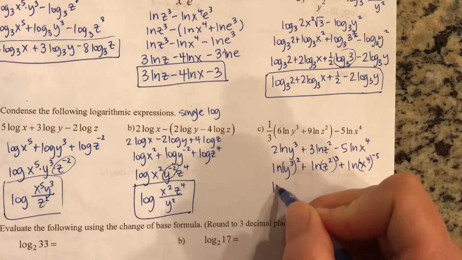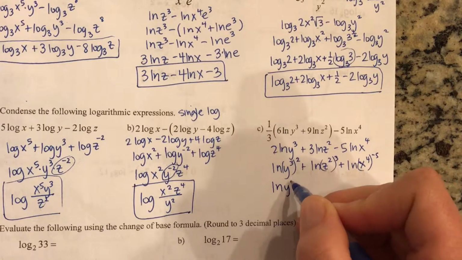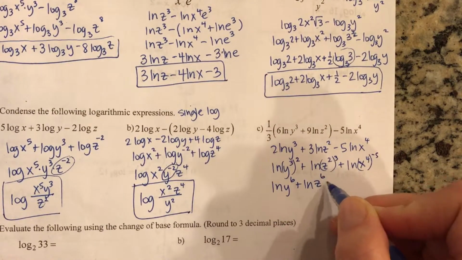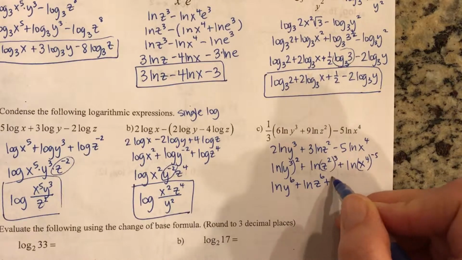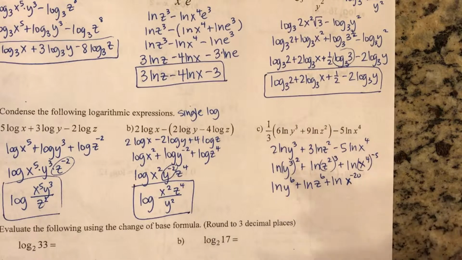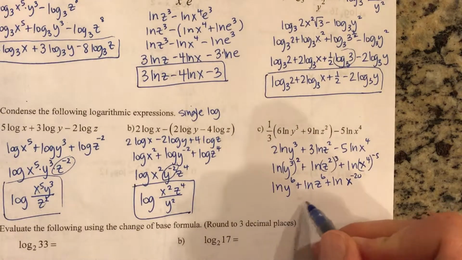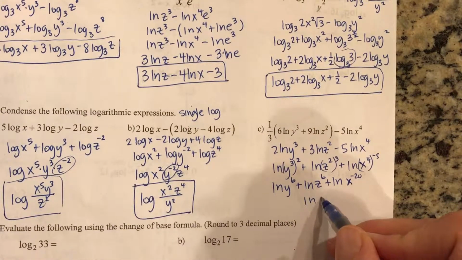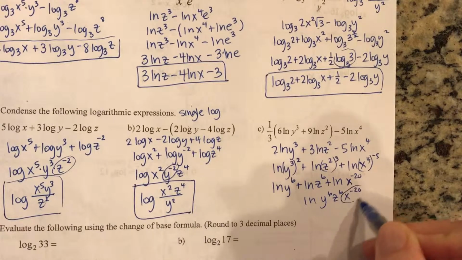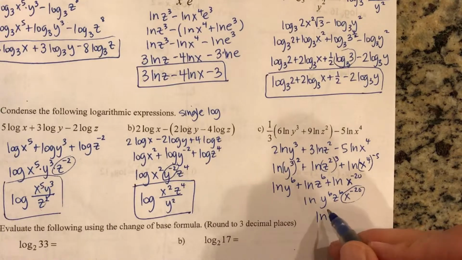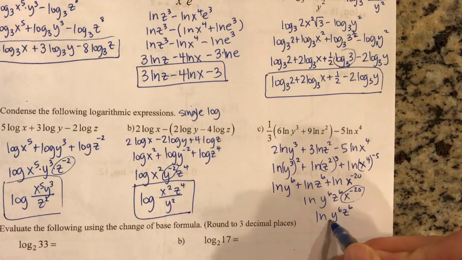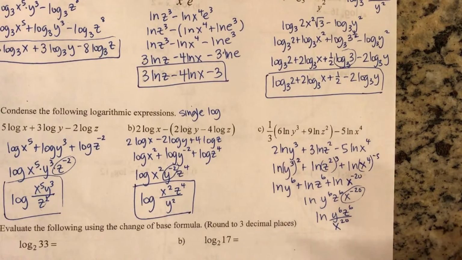Okay, so this is going to be the natural log of y to the 6th plus the natural log of z to the 6th plus the natural log of x to the negative 20th. Okay, so this is 1 natural log with all of these multiplied. And then that needs to go down. So y to the 6th, z to the 6th over x to the 20th.